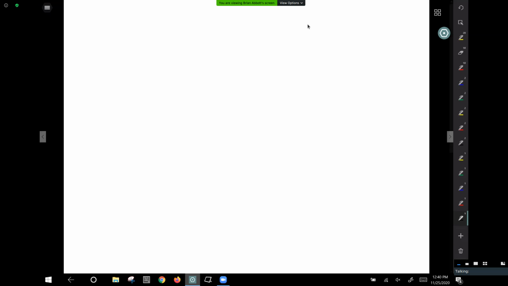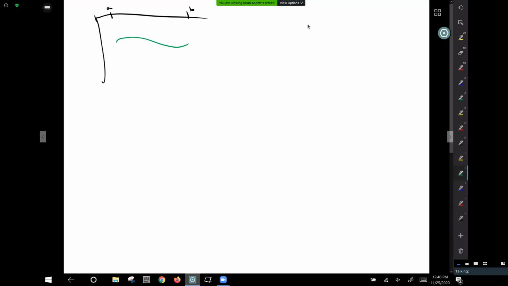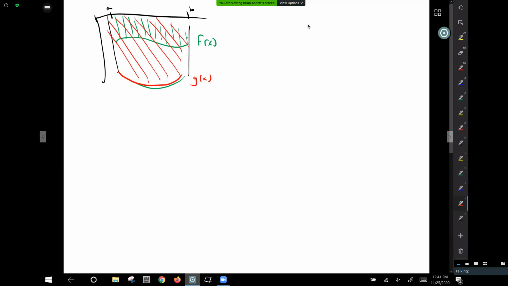Again, our interval from a to b, and this time f of x is here, and g of x is something like this, in red. Can we play this same game? You have your green, and then your red. And it turns out it's going to work. So in this case, the area between would be this area trapped between our two curves.